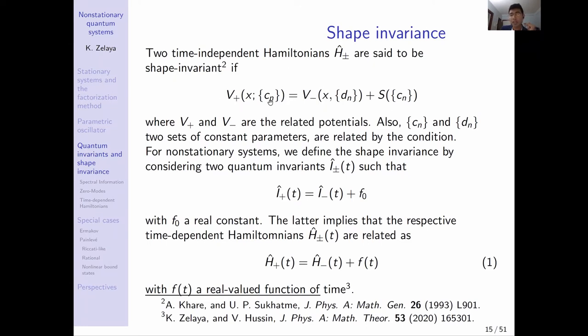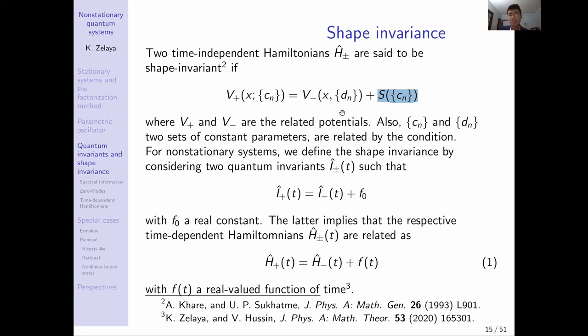Notice that the only difference between the potentials, let's consider B minus the initial potential, and B plus the new one, is that they are displaced by this parameter. And this S depends only on this parameter C, which is arbitrary. It depends on the case. For instance, in the oscillator case, it could be the frequency, and for another system, it could be any other arbitrary parameter. But the important point here is that S does not depend on X. It just depends on the parameters. So this is what we mean by shape invariance.